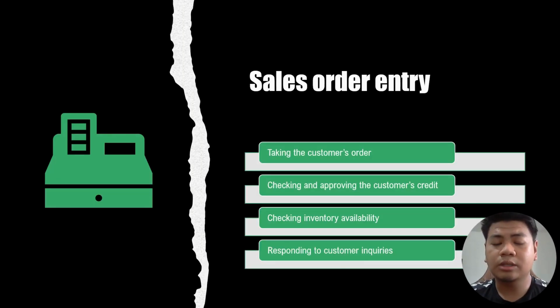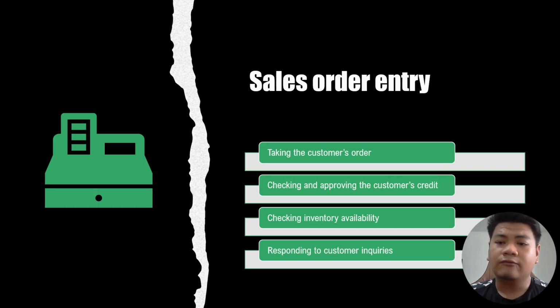So number 1, sales order entry. So basically we are checking the customer order. Number 2 is checking and approving the customer credit. So basically before we do the sales order entry, we need to ask the customer to give us SSM to check before we do the account receivable. After that, if it is approved, we can check inventory availability and respond to customer inquiry.